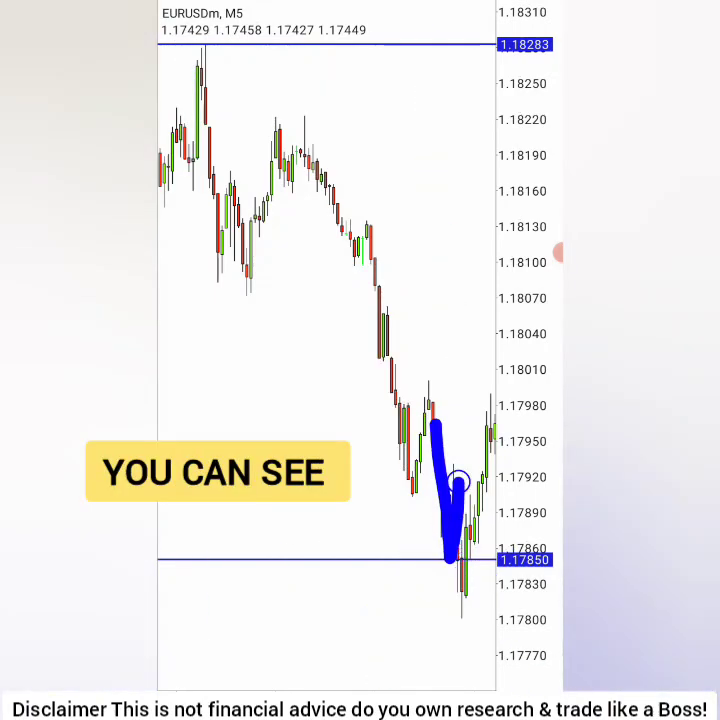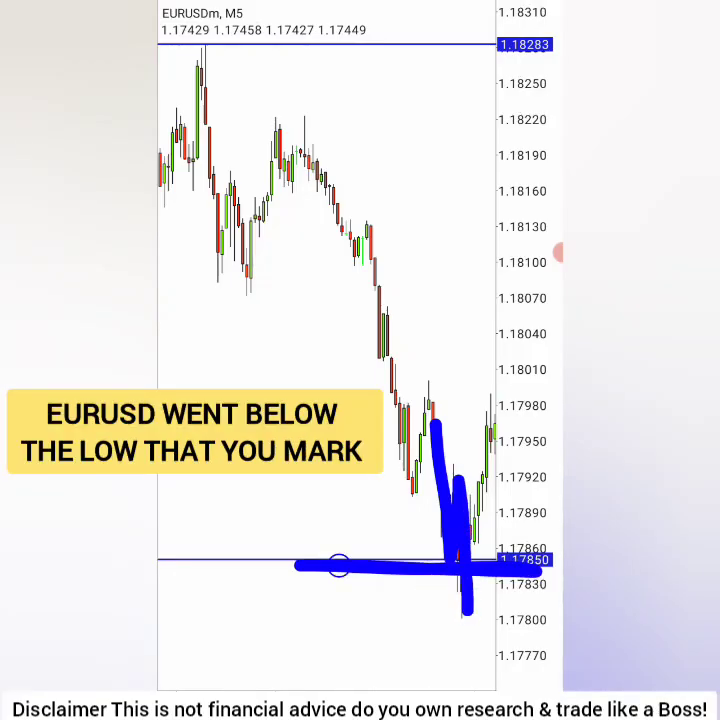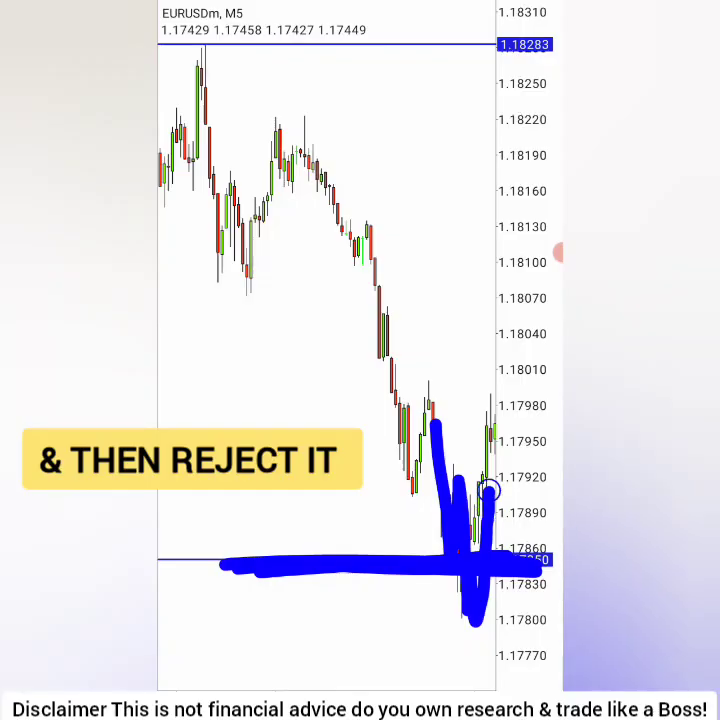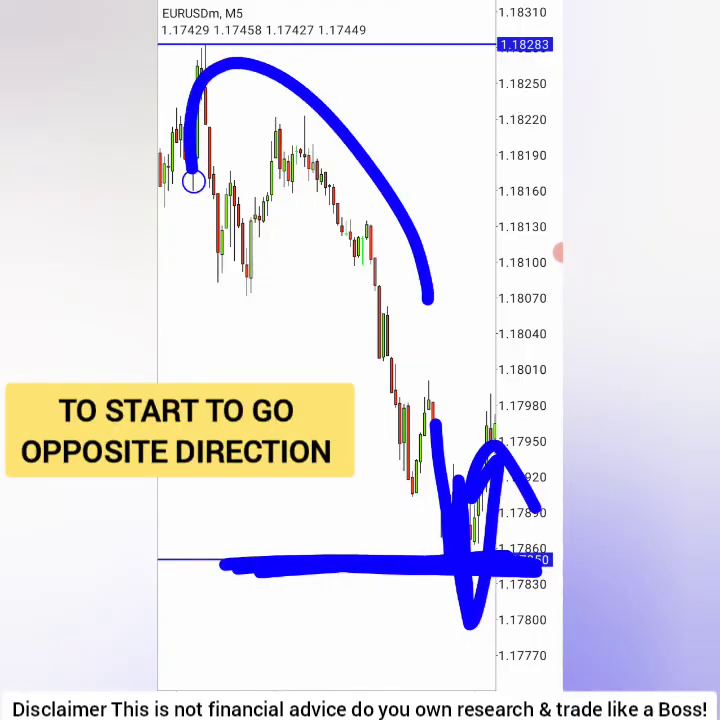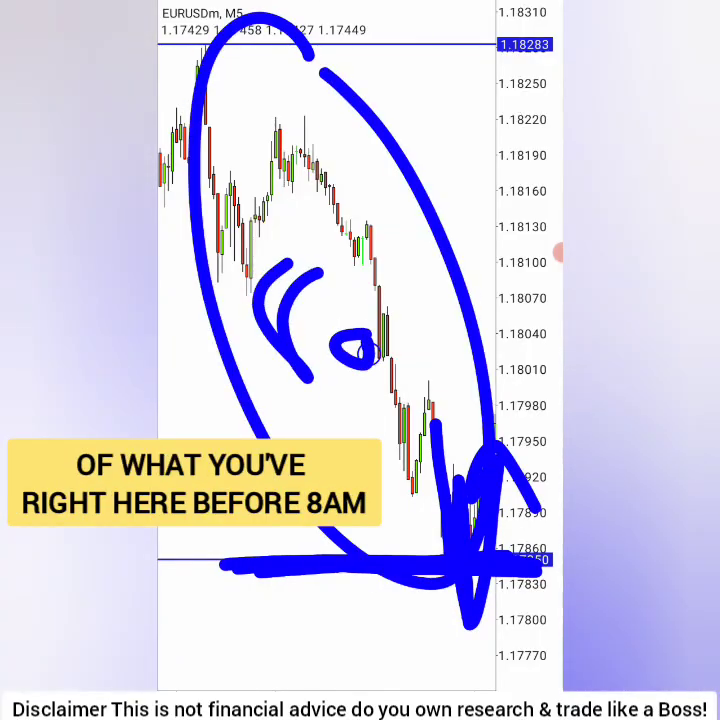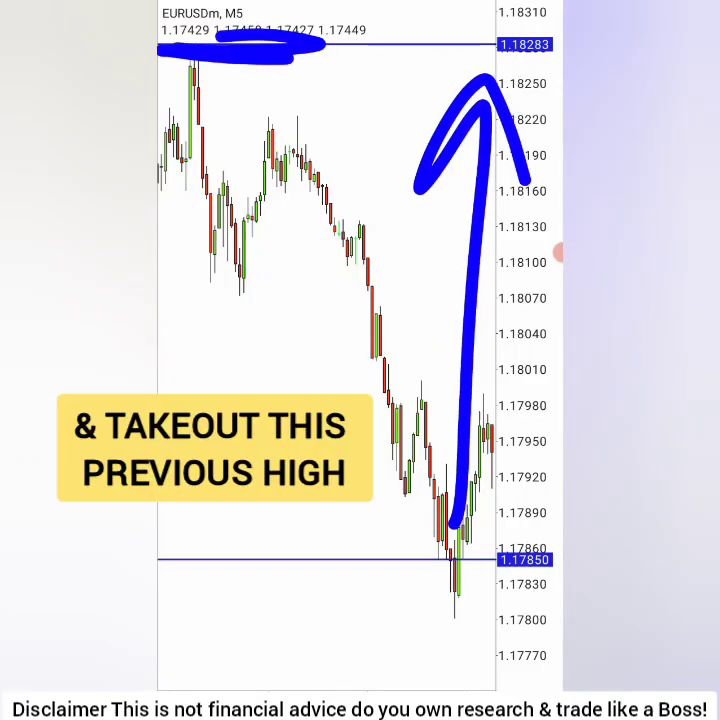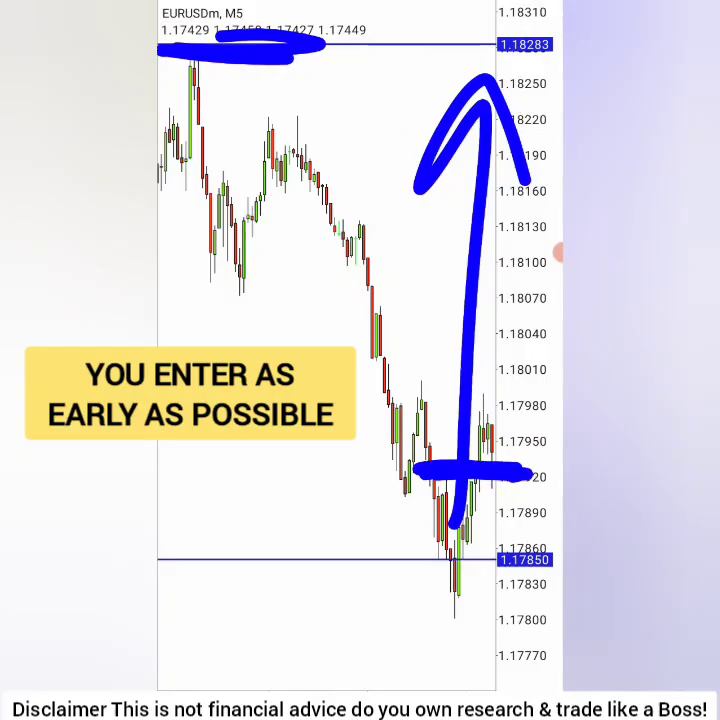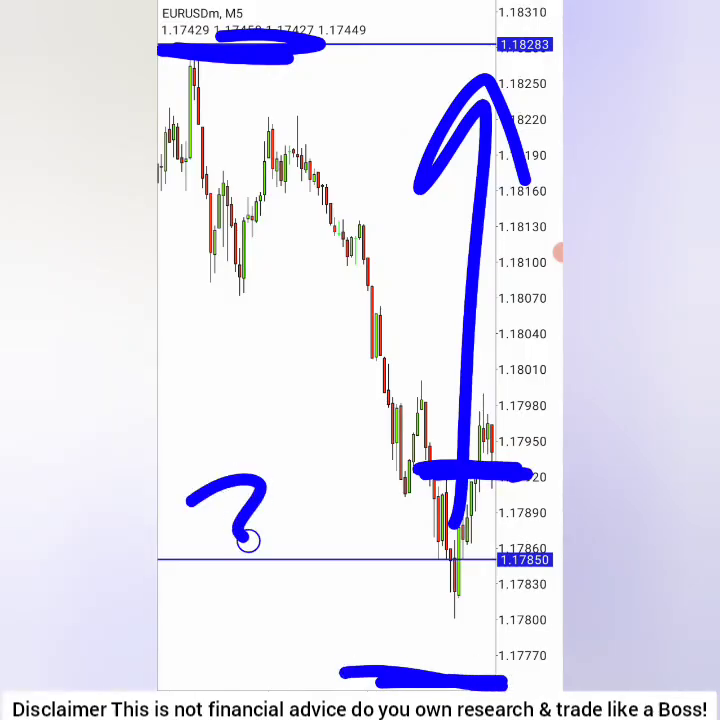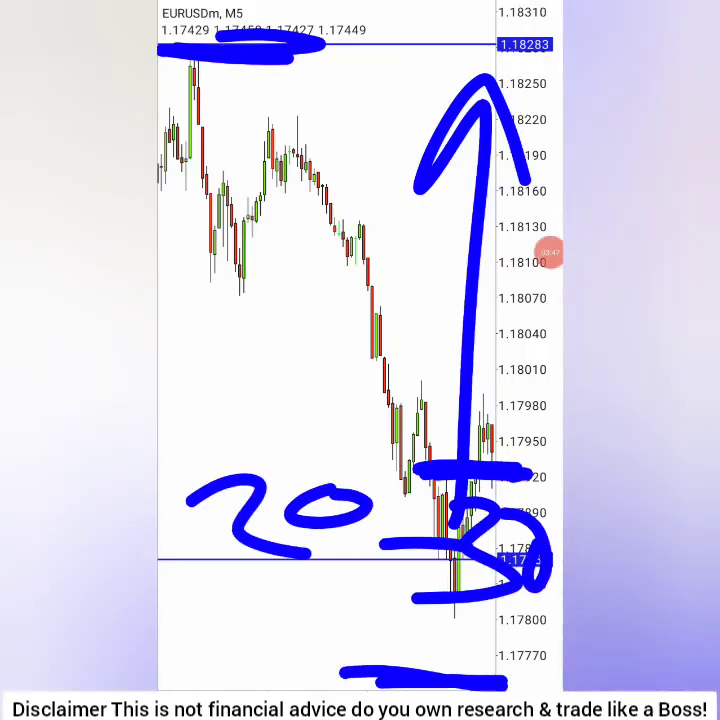Now as you can see right here, Euro USD went below the low that you marked and then rejected it to start going the opposite direction of what you had before 8 a.m. This only means one thing: the market is about to go up sharply and take out this previous high. So you enter as early as possible with your stop loss of 20 to 30 pips and you take profit at the opposite side of this range.